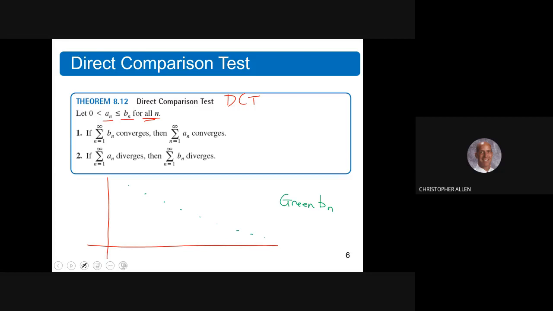Now I'm going to do blue. The green is the b sub n, sorry. So the blue is going to be the a sub n, so these ones have to be less than. I'll try to make these a little bit bigger. In fact, I'm going to make them get a little bit closer together. Anyways, you get the idea. So the blue is the a sub n.